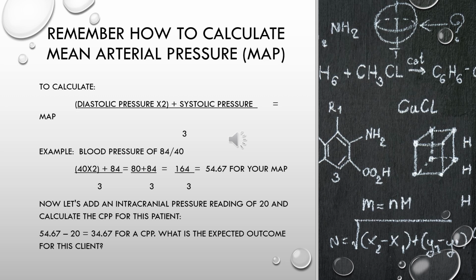So what is the expected outcome for this patient? If you think back to the slide we just talked about, I told you anything under 40, the outcome for this patient was poor. So the chance of this patient surviving is probably going to be pretty minimal. And if they do, they're probably going to have very, very significant neurological deficits from this particular injury.